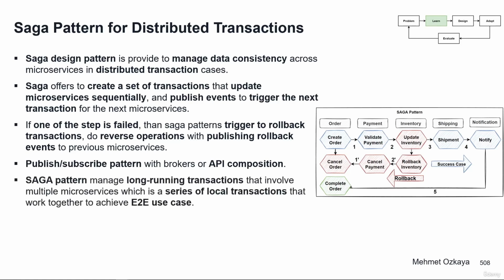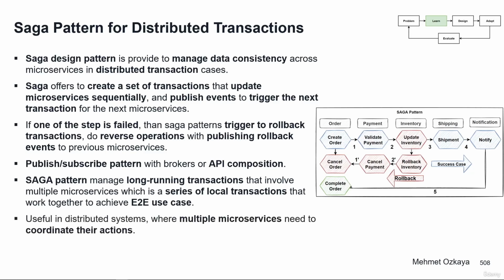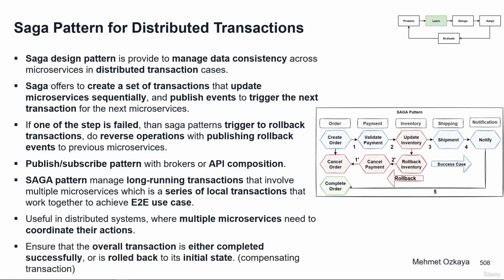The SAGA pattern is a way to manage long-running transactions that involve multiple microservices. It is based on the idea of the saga, which is a series of local transactions that work together to achieve end-to-end use cases. The SAGA pattern is especially useful in distributed systems where multiple microservices need to coordinate their actions. For distributed transactions, the SAGA pattern can help to ensure that the overall transaction is either completed successfully or is rolled back to its initial state if any individual microservice encounters any error.